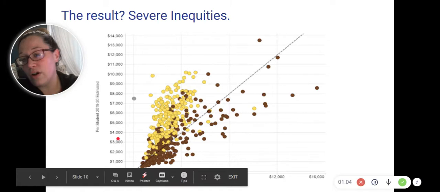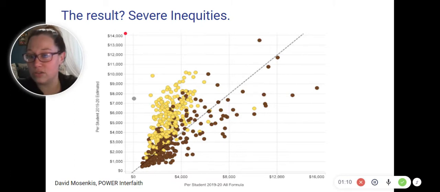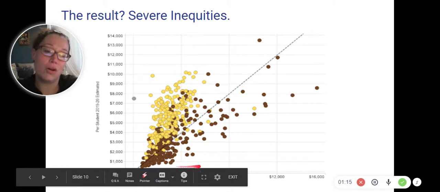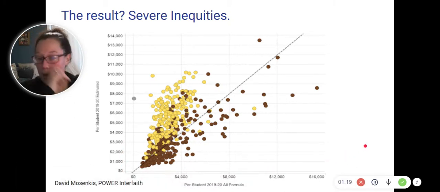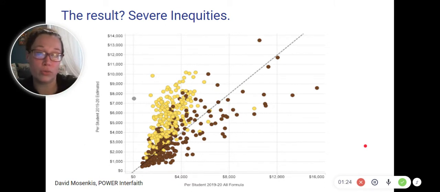So here we have on the y-axis the per student funding for the 2019-2020 school year. That is what students actually got per student. And on the x-axis down here, we have what they would have gotten if all of the basic education funding was run through the formula. And what David did was he took each school district, regardless of size, each school district got a dot. And he placed them wherever their district belonged on this chart.